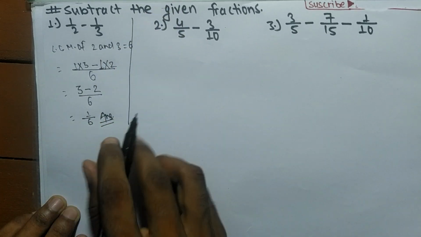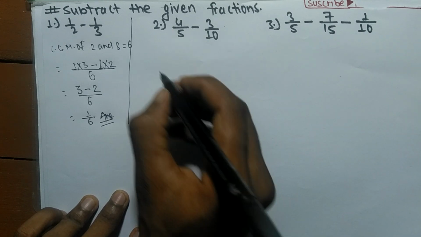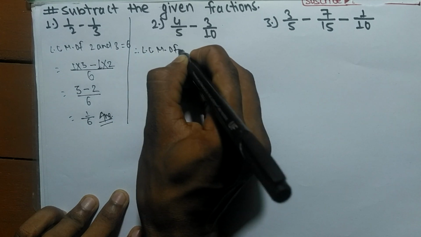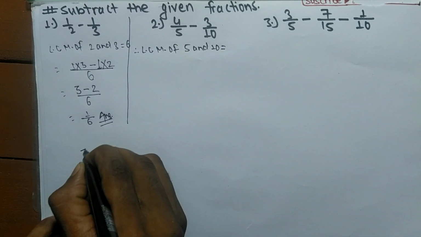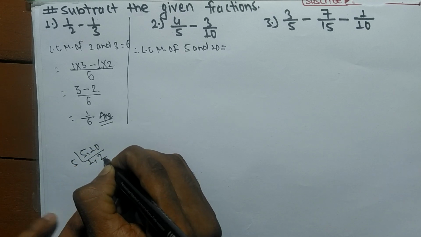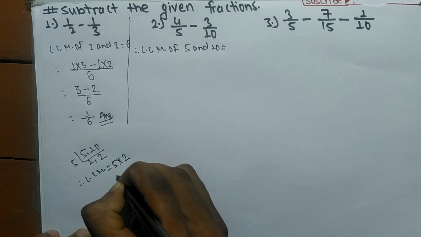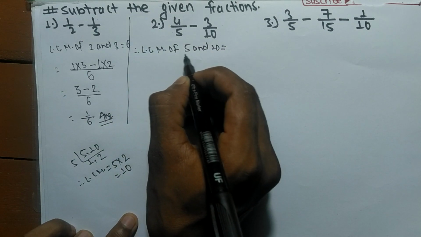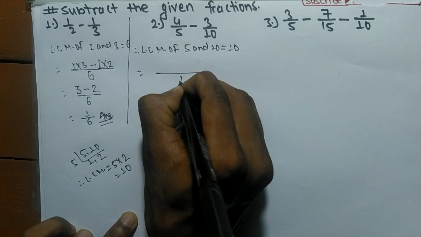Now we have the second fraction, 4 by 5 minus 3 by 10. In the same way we have to take the LCM of denominators, which is 5 and 10. It is 5 times 1 means 5, 5 times 2 means 10. Therefore the LCM is 5 multiplied by 2, which is 10. So the lowest common multiple of 5 and 10 is 10. So it is over 10.